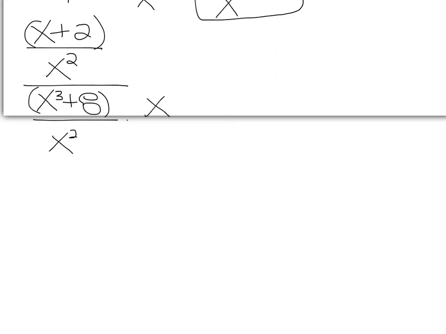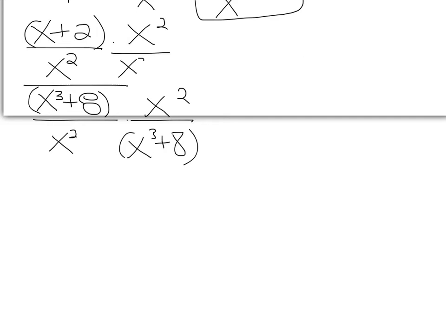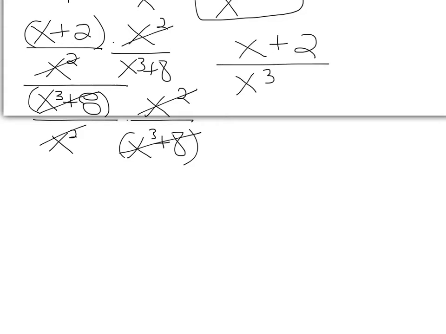Multiply by the reciprocal of the denominator. These cancel, these cancel, these cancel. And you're left with x plus 2 over x cubed plus 8. But looking at x cubed plus 8, is there anything I can do to that?